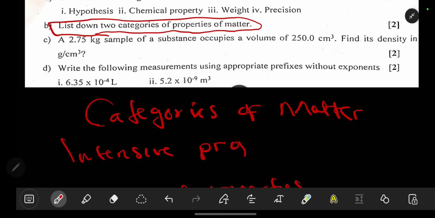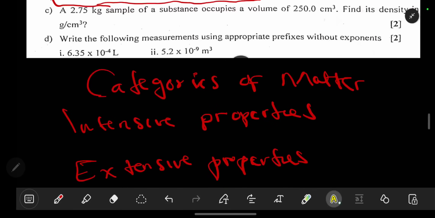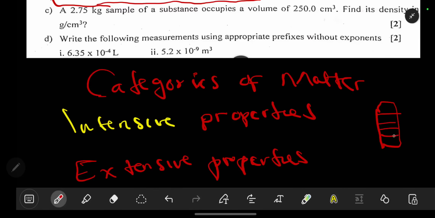Just in case the definition comes, intensive, you can just think of it as internal. So intensive is not affected by the amount of substance. For example, the density of water: if you have water in a bottle, the density of water in that bottle will just be 1 gram per cubic centimeter. The density of water in the entire ocean will still be 1 gram per cubic centimeter.